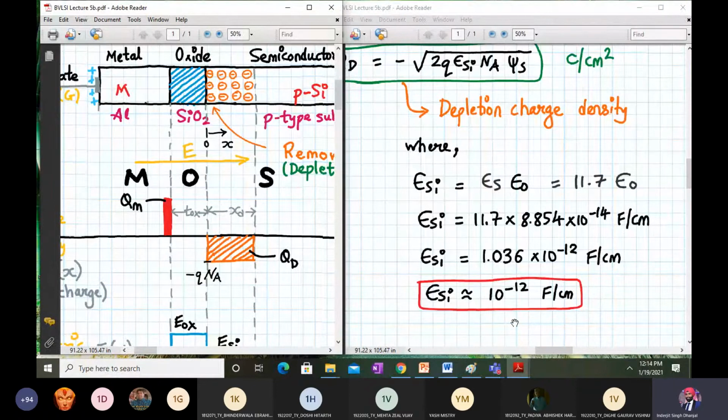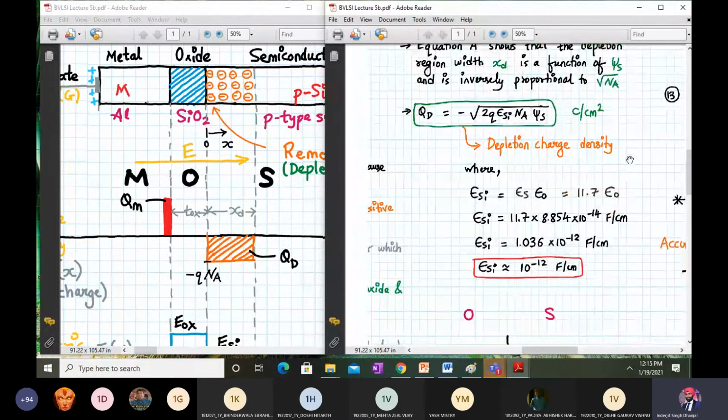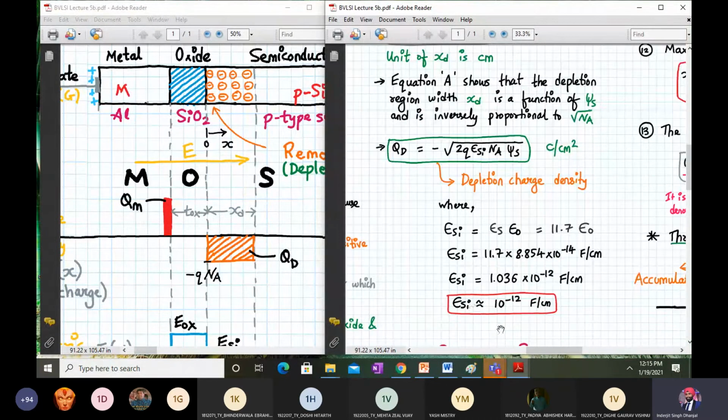Okay, so epsilon of Si, is it coming approximately equal to 10 to the minus 12? Yes, students have replied yes. Okay, fine, good. So that's how we get this. All the other terms we know; we only have to remember this constant term.